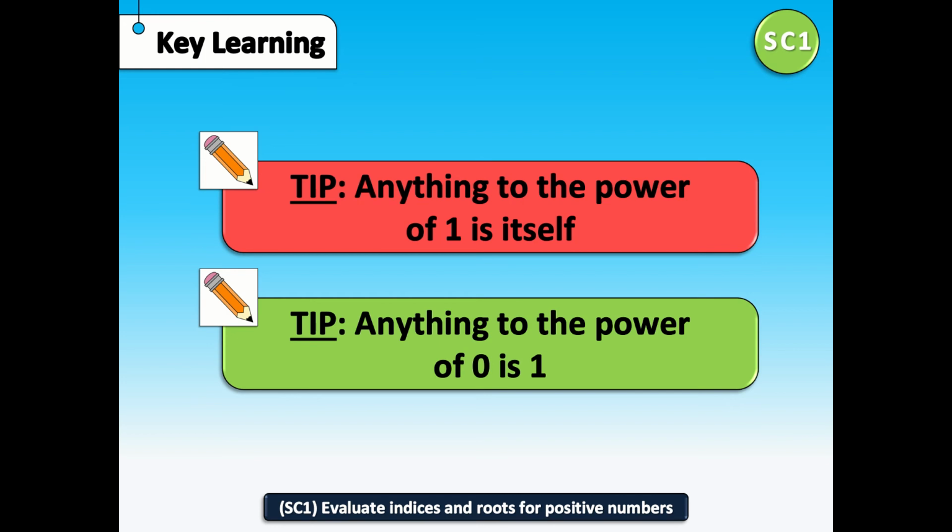Anything to the power of 0 is always 1. So 5 to the power of 0 is 1. 20 to the power of 0 is 1. 7 million to the power of 0 is 1.